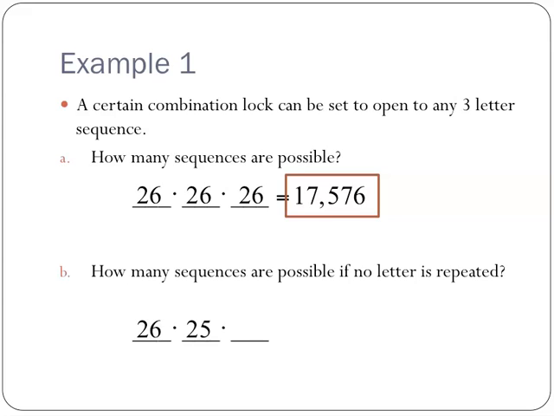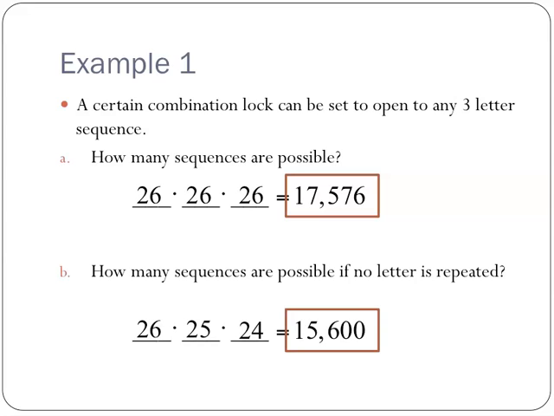And then you go to the last slot, and since the first 2 blanks have already been filled in with 2 different letters, you know that there are only 24 letters remaining for you to choose from. So in that last one, we have 24. Now go ahead and multiply those, and we get that there are 15,600 possible combinations that can be set up if no letter is repeated.